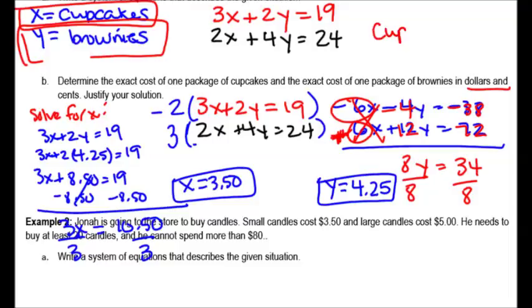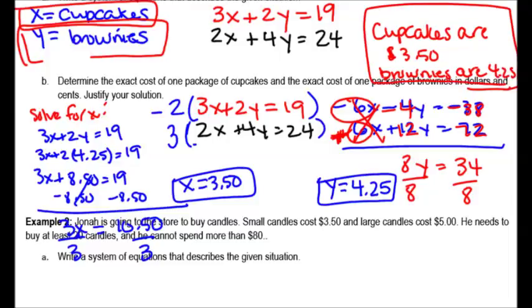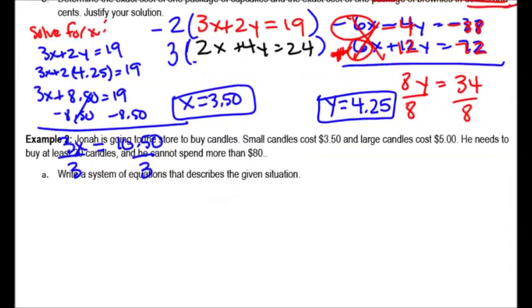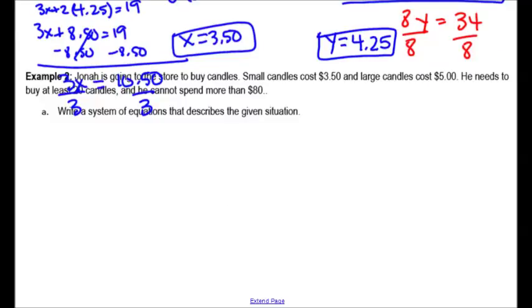That my cupcakes are $3.50 and the brownies are $4.25. So this right here is the final answer, and that is what we will be looking for. All right, here comes the next problem, and Miss Barley.